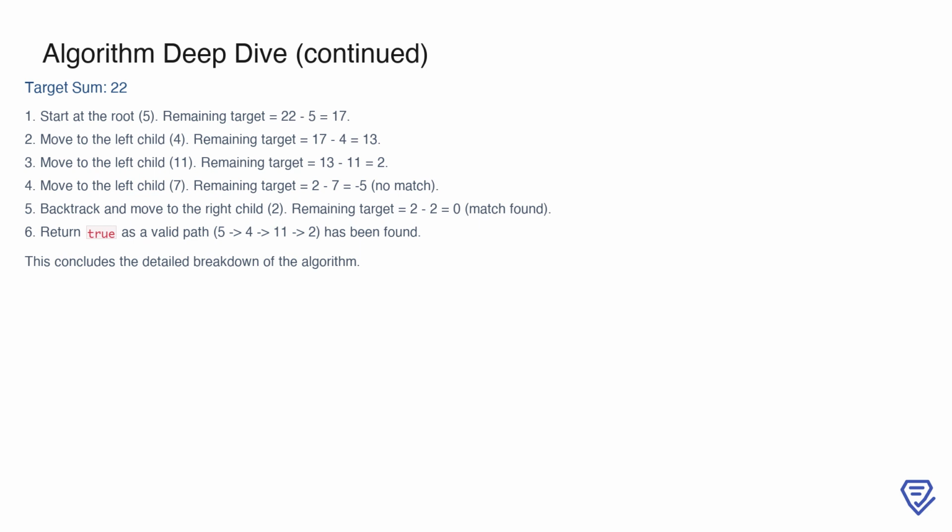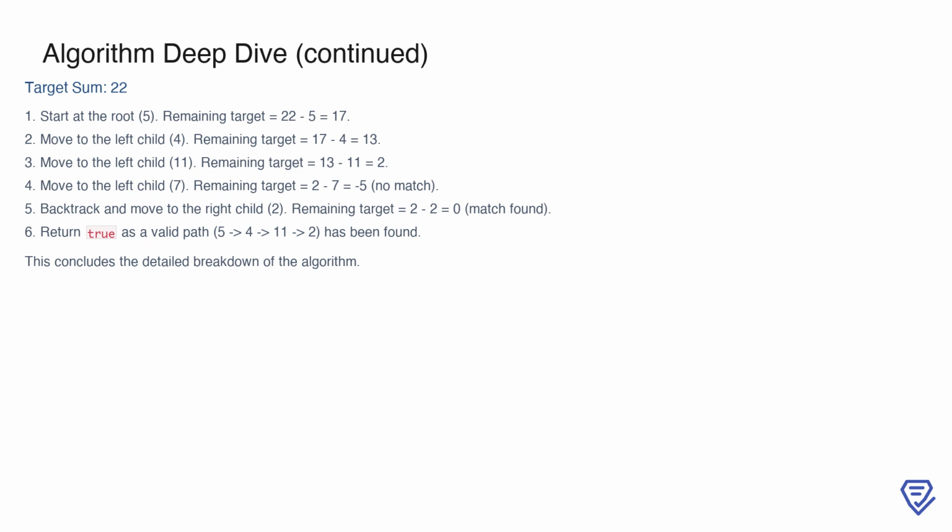Subtracting 7 from 2 gives -5, which is not a match. So, we backtrack and check the right child of 11, which is 2. Subtracting 2 from the remaining target of 2 gives 0, which indicates we found a valid path. The path 5-4-11-2 sums to 22, so the algorithm returns true. This concludes our detailed breakdown of the algorithm and shows how it systematically explores all paths to determine whether a valid one exists.